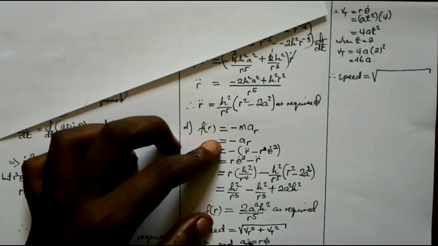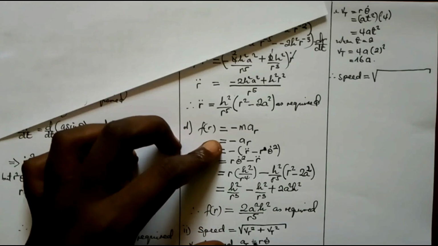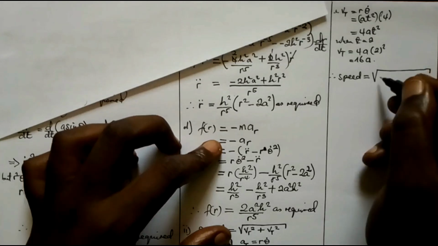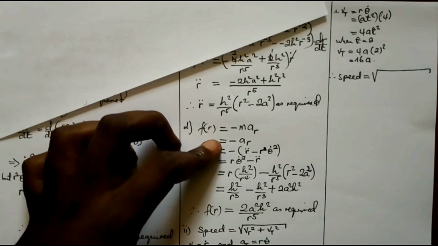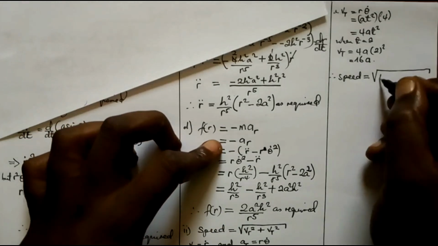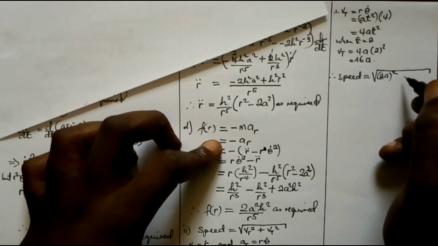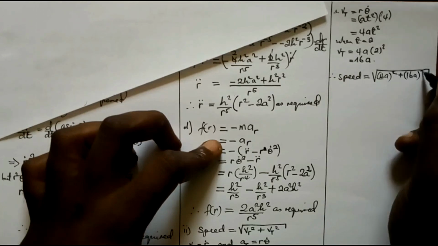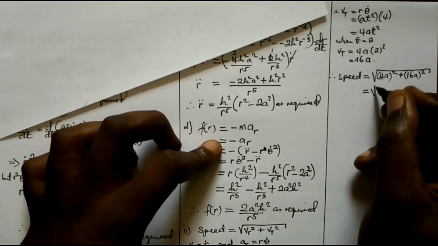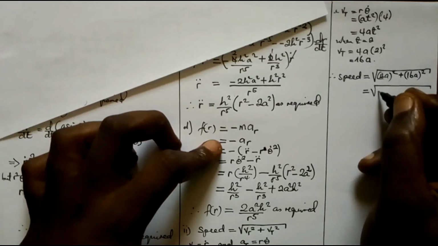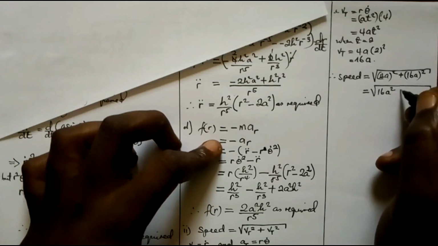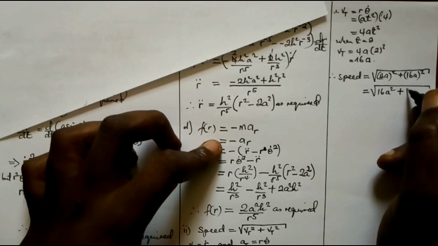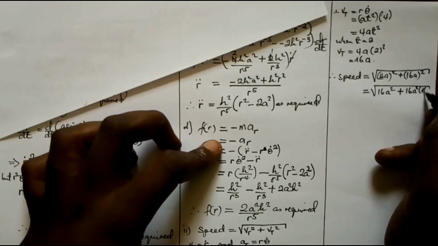remember again what we said, the speed is the magnitude of the velocity. So we have to square the radial component, add to the square of the transverse component to get the speed. And the radial component was 4a. So I put 4a all squared plus the transverse component 16a all squared. This gives square root of 16a squared plus 16a squared into 16.